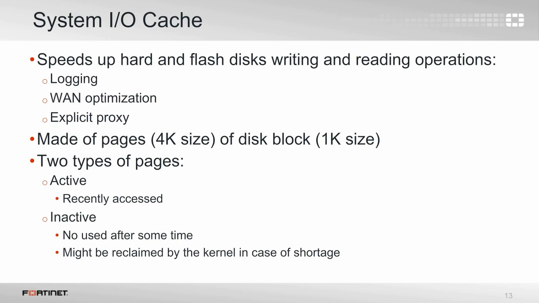The system I/O cache is used to speed up the access to information stored in the hard and flash disk memories. Some processes, such as logging, WAN optimization, and explicit proxy, store information in the hard disk, so they get the performance boost provided by this memory allocation. An I/O cache page is labeled as active when it has been recently accessed. It goes to inactive state after not being used for some time. An inactive page can be reclaimed by the kernel if needed.